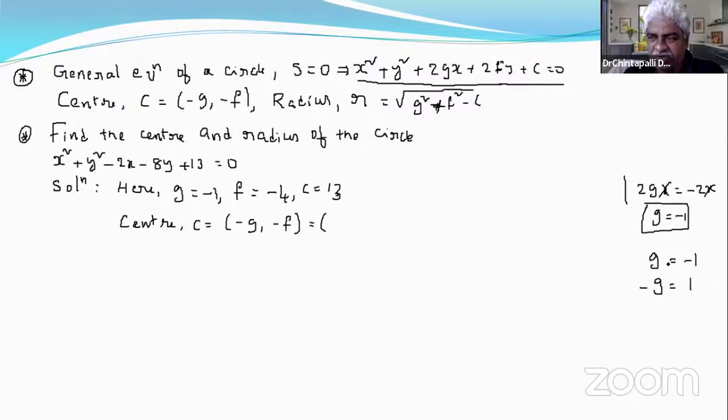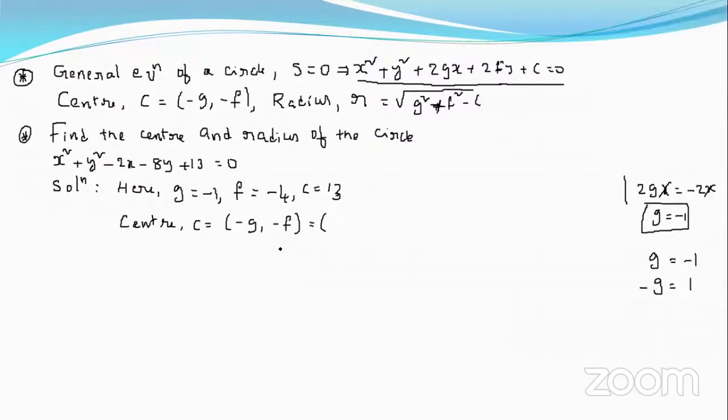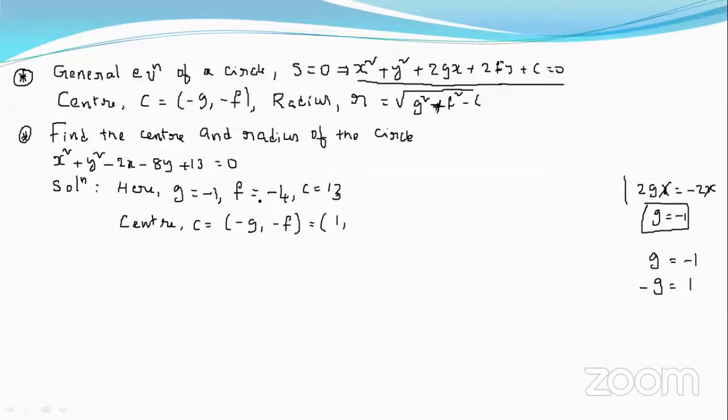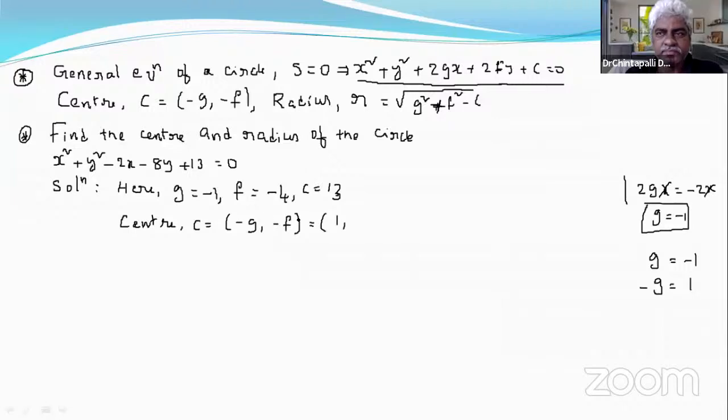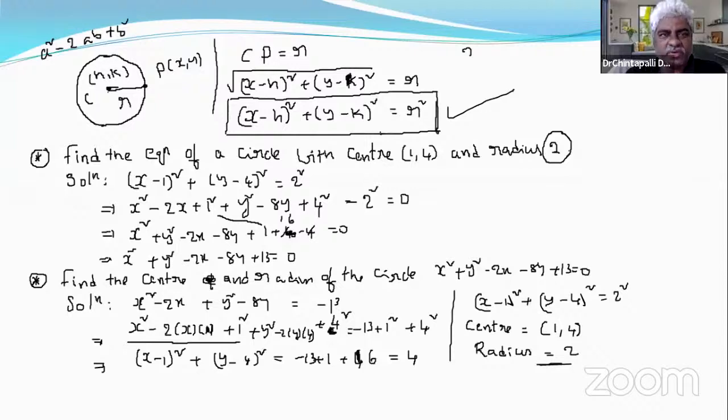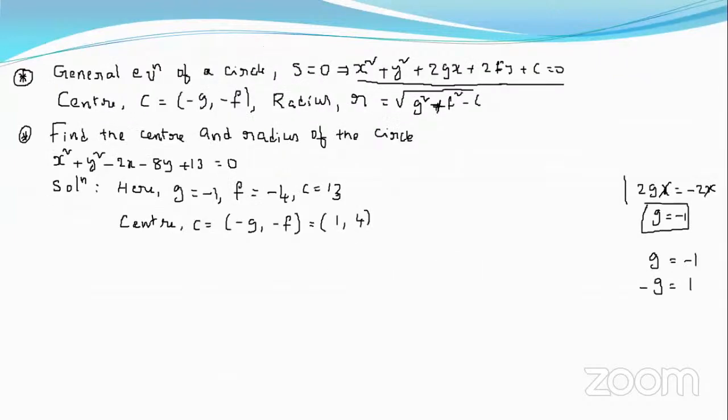See, g is equal to negative 1, so minus g is equal to 1. F is equal to negative 4, then minus f is equal to 4. That's why the center is 1 comma 4. We got the same answer. Here also we got 1 comma 4. Next is the radius formula.